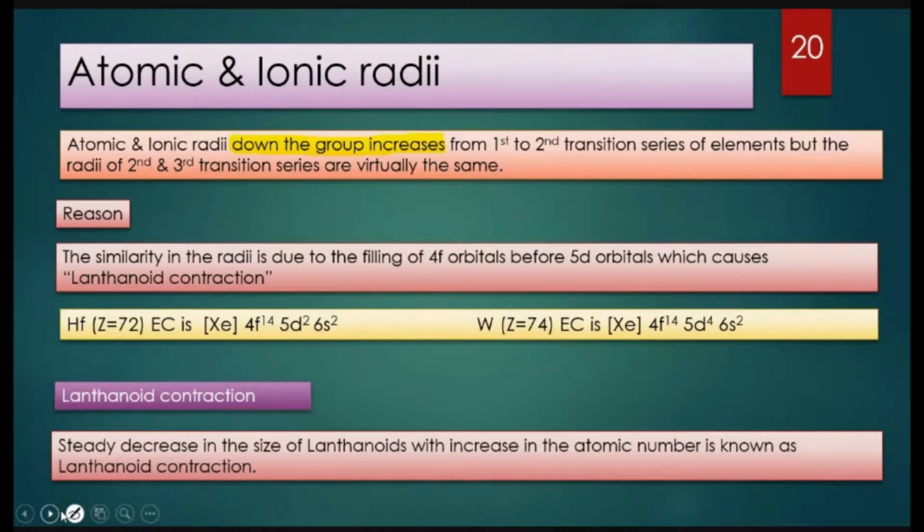The same can be seen in the third transition series, which is due to the filling of 4f orbital before 5d orbital, which is the actual reason for the lanthanide contraction. The definition of lanthanide contraction is this: a steady decrease in the size of lanthanides with increase in the atomic number is known as lanthanide contraction. The same phenomenon can also be seen in the third transition series of elements. That is why their atomic size is found to resemble very much that of the second transition series of elements.